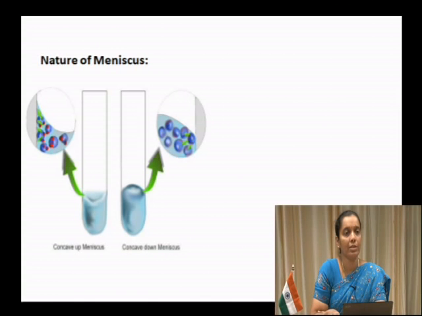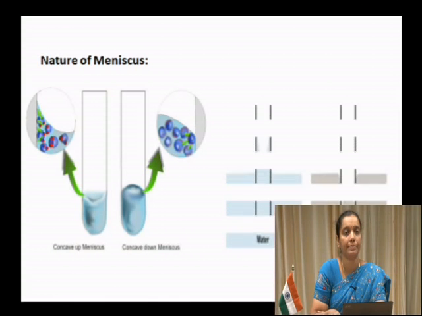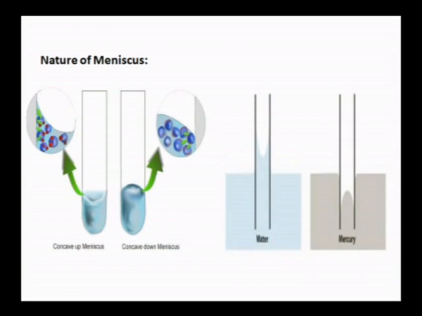First one is the concave shape of wetting liquids, and the second one is the convex shape of non-wetting liquids, as in case of mercury. The same thing is depicted when we immerse a capillary tube into water and mercury. We can see the same convex and concave shape. Convex shape for mercury, concave shape for water.